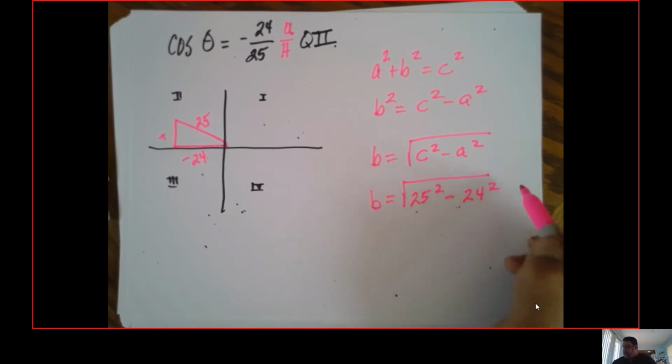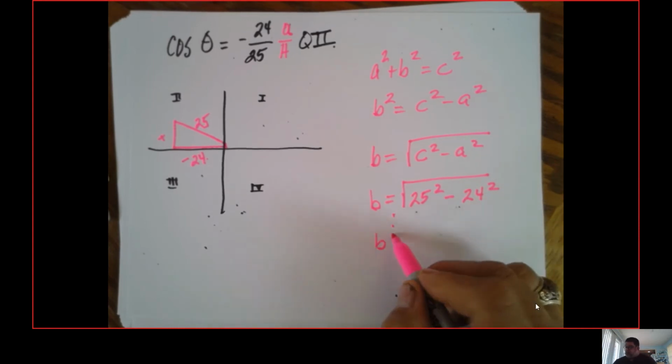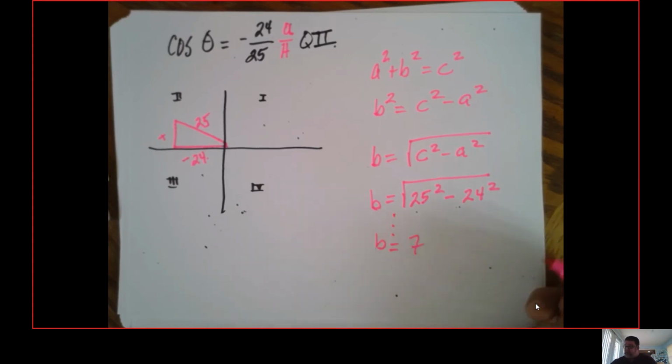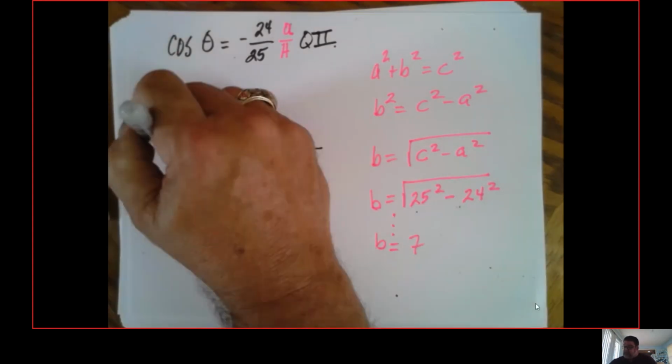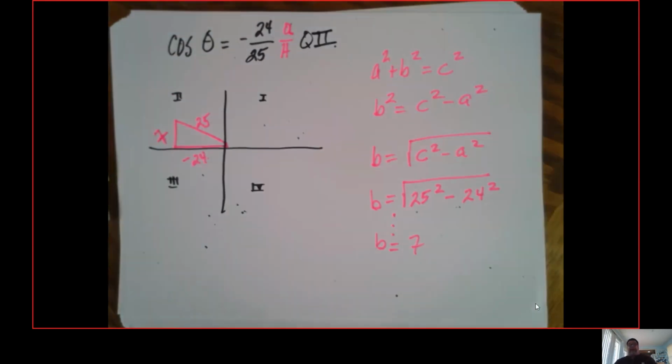Now, a lot of people say, well, Hubert, you forgot the negative. Well, it doesn't matter, because negative 24 squared is positive whatever it is. I didn't do it, just did it on the calculator. You come out with 7. So we know that this is equal to 7. Now, all you've got to do is just plug and chug into whatever they're asking for.